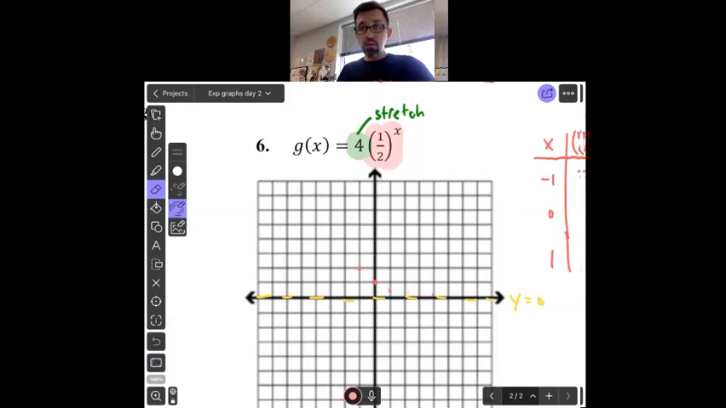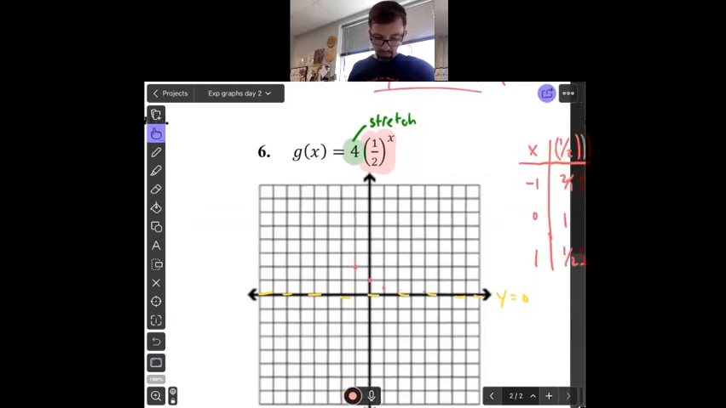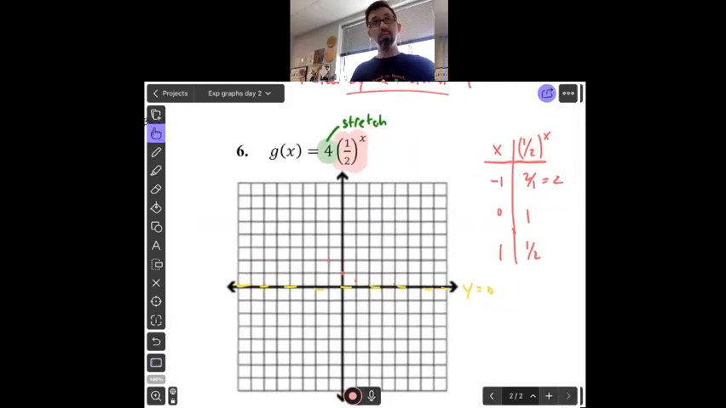So the 4 didn't. No, I have not gotten to the 4 yet. Okay. So there's where the points are supposed to be. There's where our asymptote is supposed to be from what we saw yesterday. Okay. What's the 4 do?